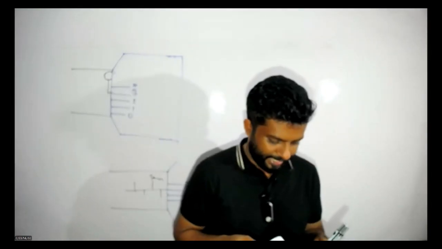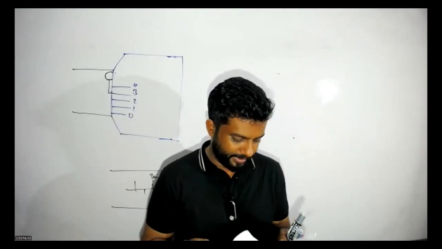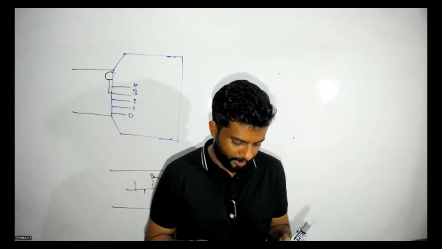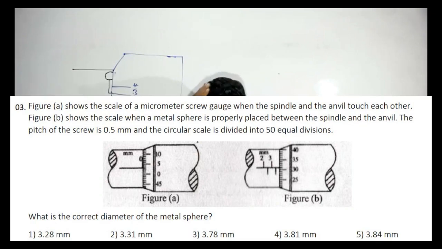Figure shows the scale reading of question number 3. The figure shows the scale of a micrometer screw gauge, right? When the spindle and the anvil touch each other, figure A shows the zero error, right? Figure B shows the reading, right? The pitch of the screw is 0.5 millimeter. All these points they have given.